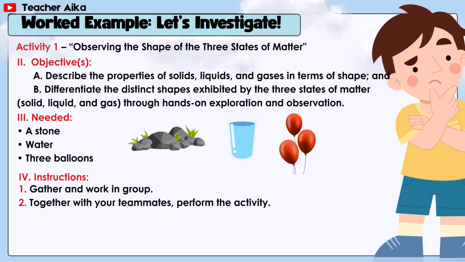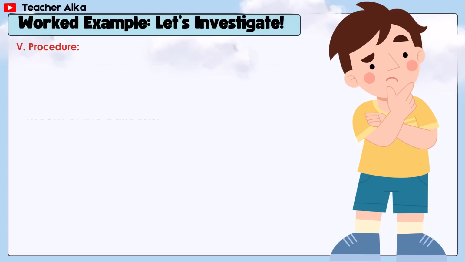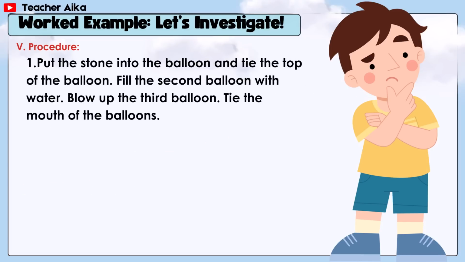Instructions: gather and work in group. Together with your teammates, perform the activity. Here's the procedure. 1. Put the stone into the balloon and tie the top of the balloon, while the second balloon is filled with water. Blow up the third balloon. Tie the mouth of the balloon.